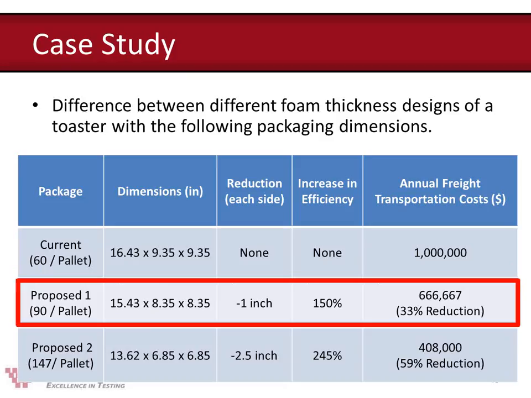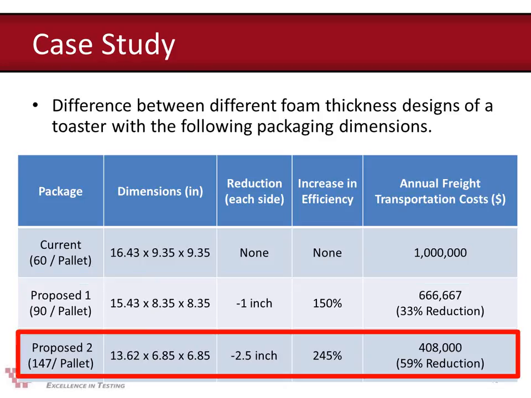But how do you get 90 per pallet? You get 90 per pallet by reducing your package by 1 inch on each side, which means that because foam end caps are usually left to right, bottom, top, and front back, it's half an inch on each of the 6 faces, and that will result in a 1 inch reduction on each side. And if that's the case, the calculated increase in efficiency is 150%. But more importantly, the cost reduction is 33%, or will cost the company $666,000 instead of $1 million.